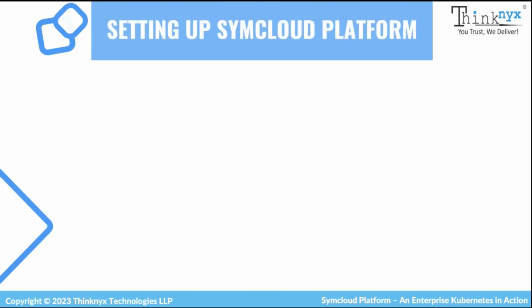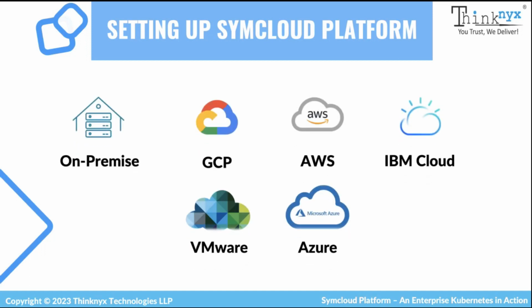Now, when we talk about setting up SymCloud platform, the flexibility is that you can install and deploy SymCloud platform on any environment. It can be on-premises bare metal. It can be any virtualized environment which can give you VMs. You can host it on any of the popular cloud platforms like Google, Amazon, IBM Cloud, or Azure.